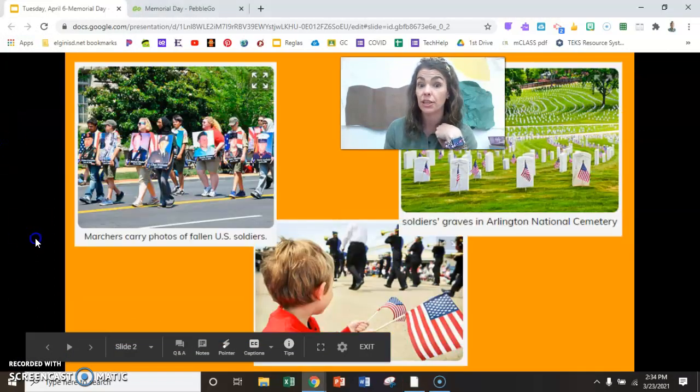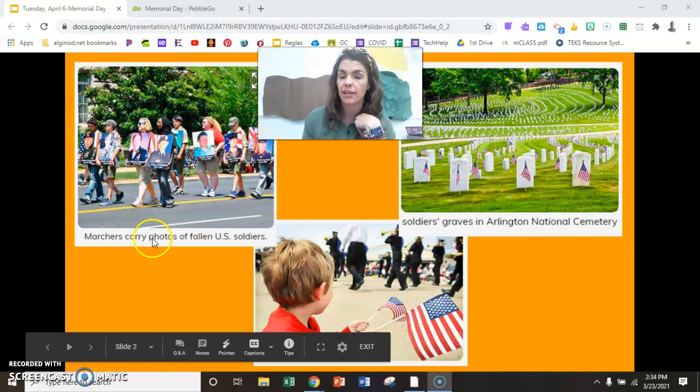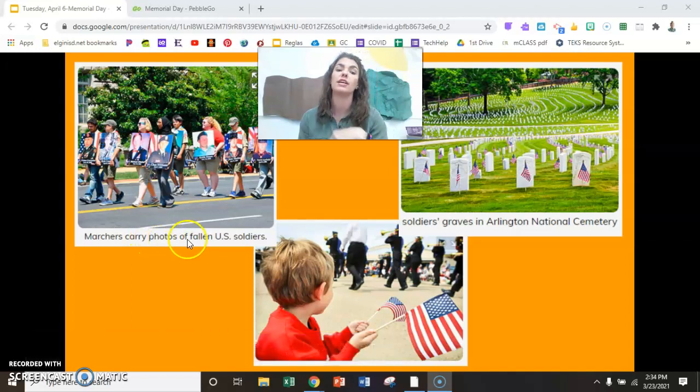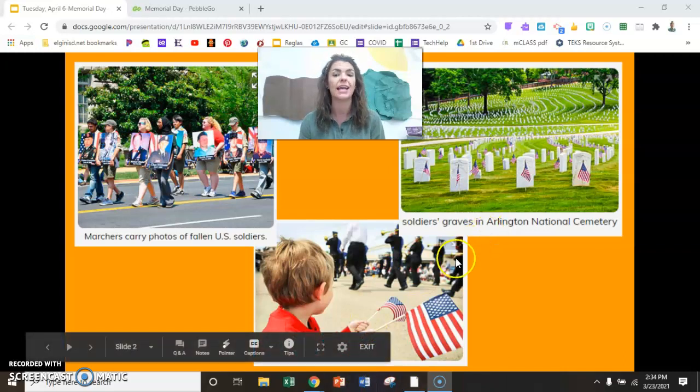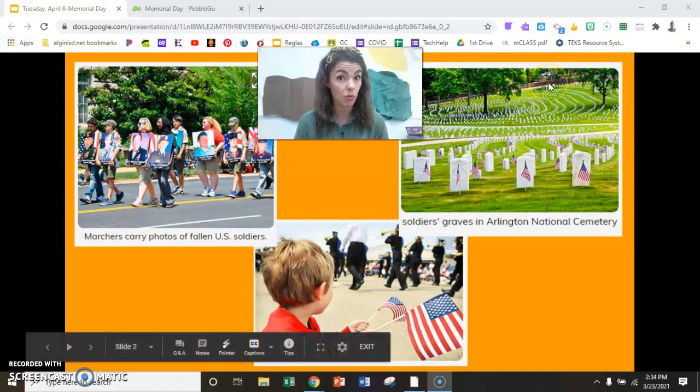I have some pictures here to help remind you. Marchers here are carrying photos of fallen soldiers. Here's the grave sites they've decorated with flags. You could also use flowers. And here's a boy at a parade waving his flags, saying thank you and cheering on the bands and the soldiers. These are 3 ways to celebrate Memorial Day.